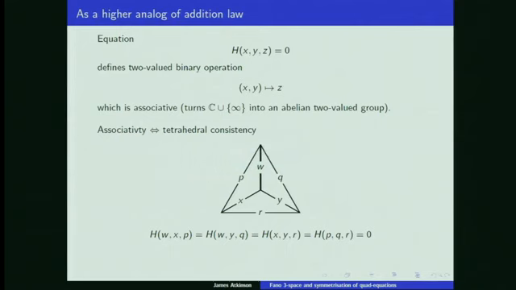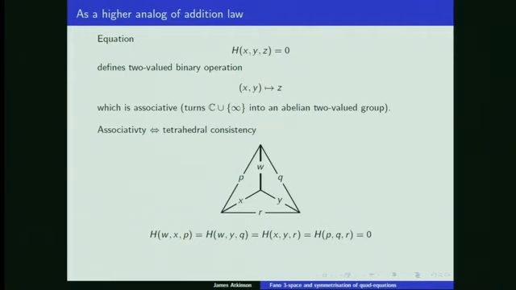And this fact is actually an algebraic fact, because this equation defined by H defines a 2-valued binary operation. So fixing x and y, one obtains z as a 2-valued function of x and y. And the non-trivial feature of H is that this binary operation is associative. So in particular, this H determines a 2-valued group, which is the usual group structure on the elliptic curve.